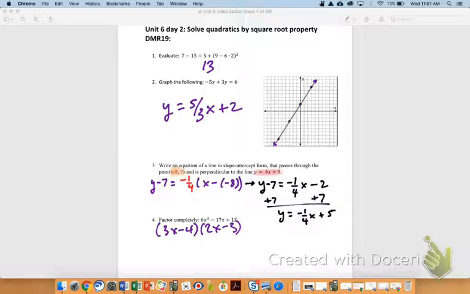Number 1 says evaluate. Sorry, number 2. Number 2 says graph the following. There are a number of ways to graph this.